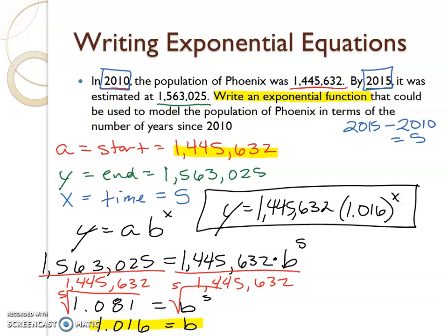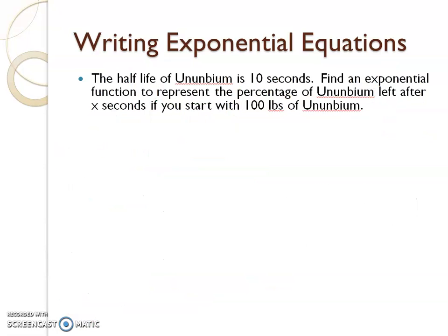I'm going to show you guys one other problem that has a trick. Just remember when you're doing these, you want to find your start, your end, and your time. That will let you find your b-value, and then you plug your start and your b-value in. Okay? So the one trick that will happen with this is going to be talking about half-life. Okay? So what does half-life mean? Well, half-life means after a certain time, half remains.